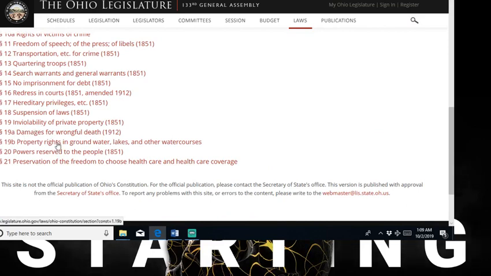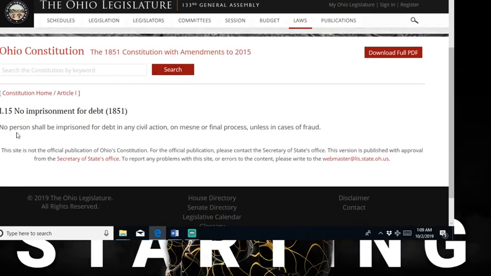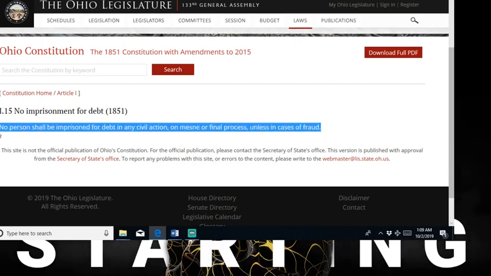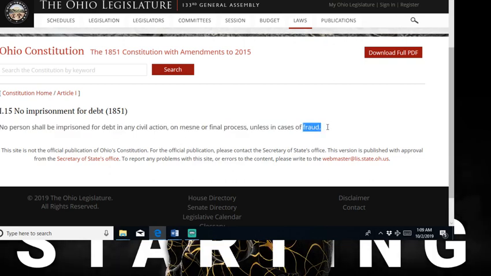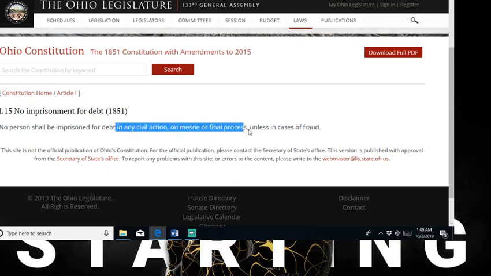Let's go here. No imprisonment for debt. No person shall be imprisoned for a debt in any civil action, mesne or final process, unless in the case of fraud. If you watch one of my videos, I keep trying to tell you there's only two crimes: contempt and fraud. A lot of times I keep trying to tell people, when you really understand and you really do your research, you really understand it's only two crimes.